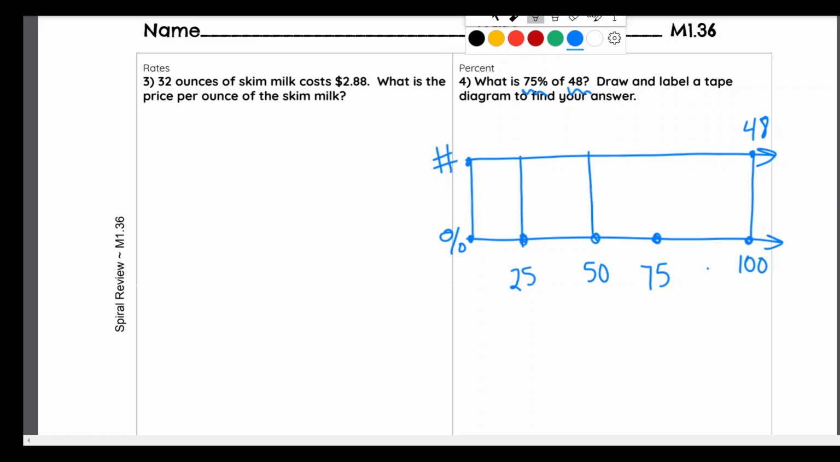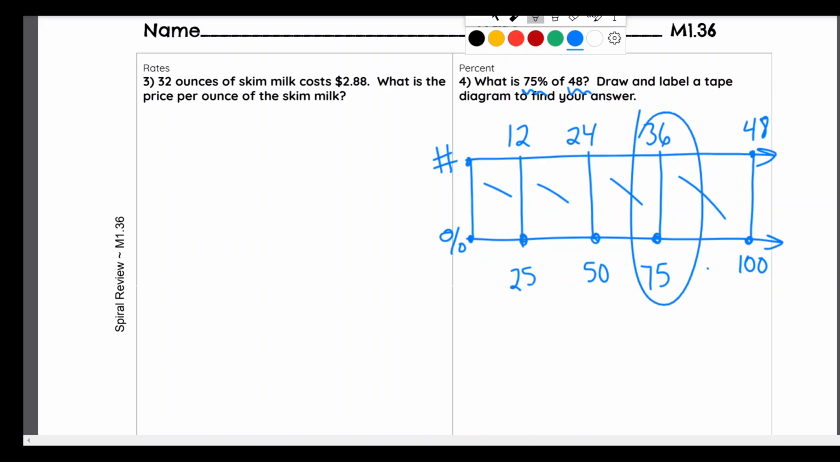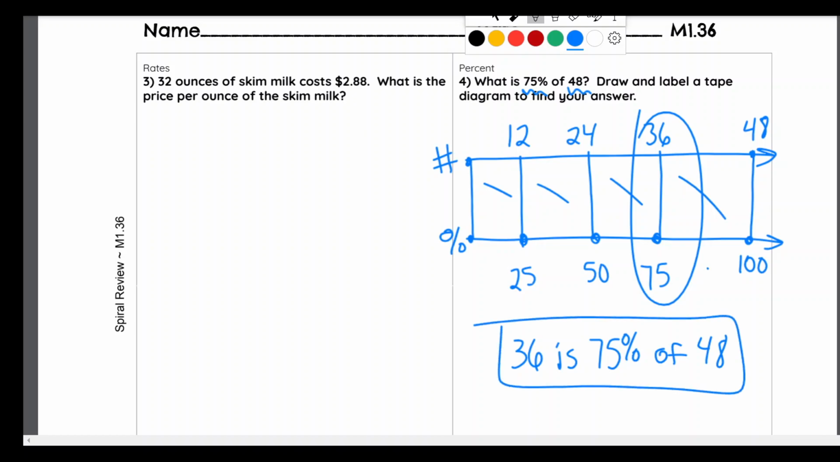If I connect the lines through, I see that 48 has been divided into 1, 2, 3, 4 parts. 48 divided by 4 is 12, so I'll count by 12s. 12, 24, 36, 48. 75% is 36. 36 is 75% of 48. And that concludes this little review.